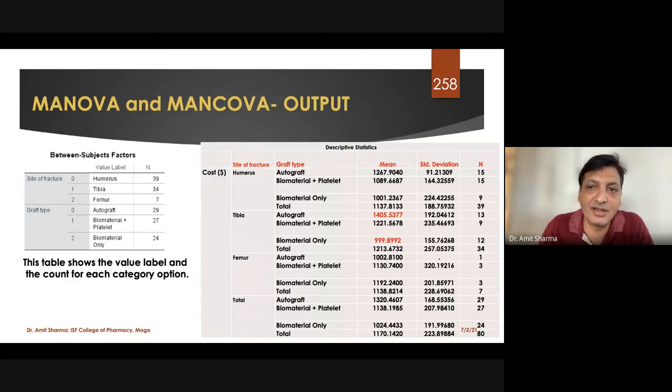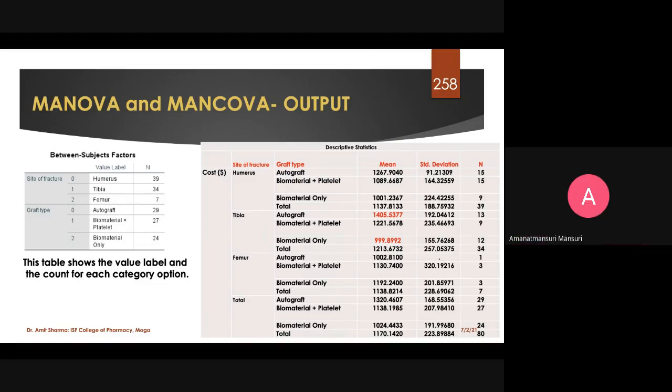Otherwise, you can just give the descriptive statistics, that is, how many patients were falling under what category, and what was the mean and standard deviation of treatment cost and the length of stay. So 2 descriptive statistics tables we are going to get.